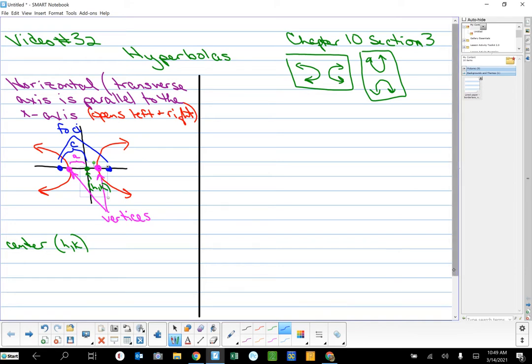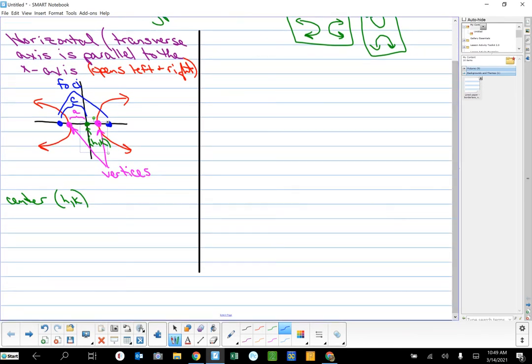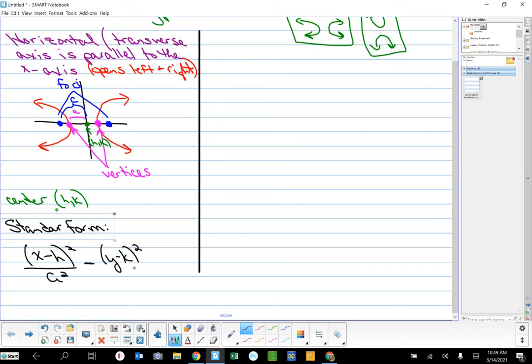The standard form of this specific hyperbola looks like (x minus h) quantity squared over a squared, and there's a minus in here. An ellipse had a plus in there. Minus (y minus k) quantity squared over b squared equals 1. The only difference between that and an ellipse is the sign: an ellipse has a plus sign, and the hyperbola has a minus sign.